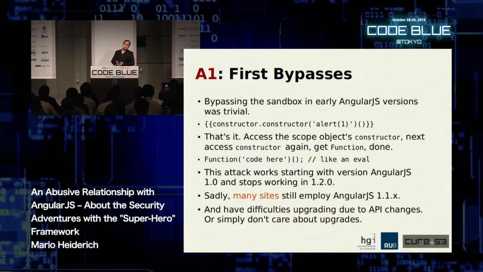The first AngularJS sandbox bypasses were trivial. The only thing that we had to do was basically create an expression with the double curlies. And then we would say constructor.constructor('alert(1)'). So we would jump from the scope to its constructor object, receive Function. Then we have an eval, and then we just execute whatever we want. So that is very trivial and was fixed quickly.